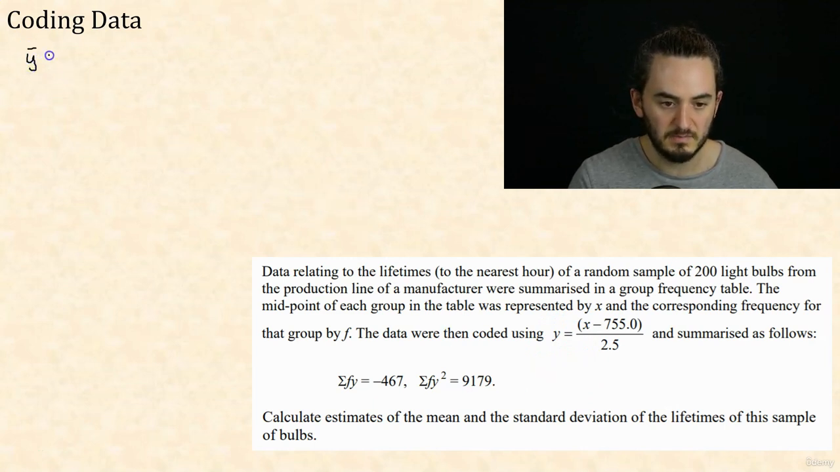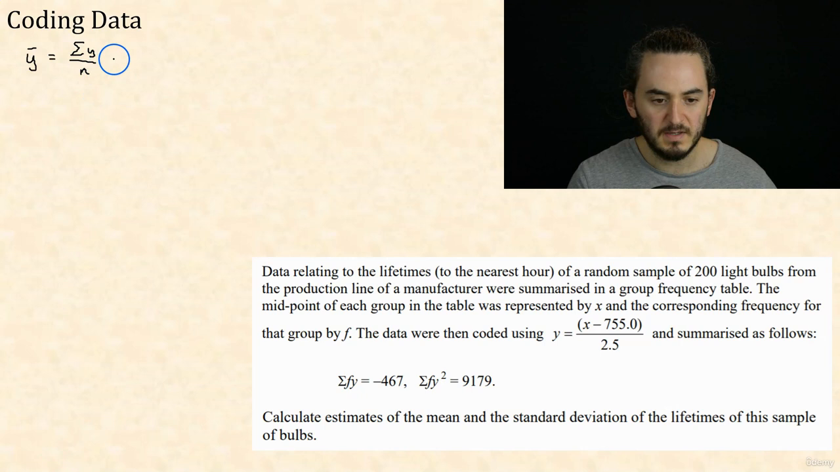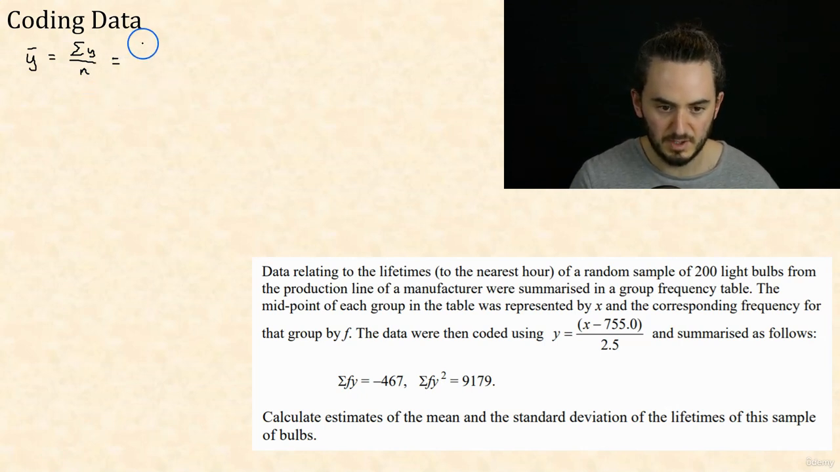Well, the mean of Y is going to be the sum of all of the y's divided by n. But we've just been given the data in frequency form, so that's no stress. They've just given it as the sum of the frequencies times the y, and we divide that either by the sum of frequencies or just the number of bulbs. So we know what the sum of the frequency times y's is. It's minus 467, and we're dividing that by 200.